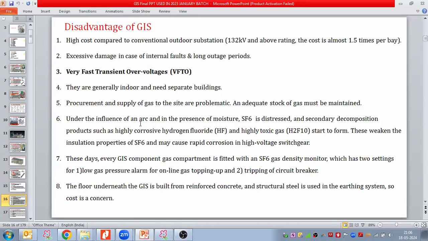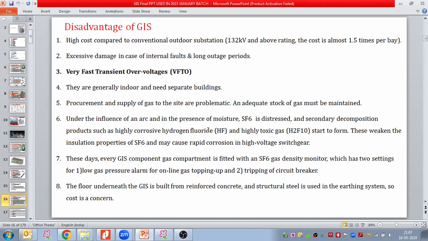Under the influence of an arc and the presence of moisture, SF6 is distressed and secondary decomposition products such as highly corrosive hydrogen fluoride and highly toxic gases start to form. These weaken the insulation property of the SF6 gas and may cause rapid corrosion in high voltage switchgear. So this is also a kind of disadvantage.